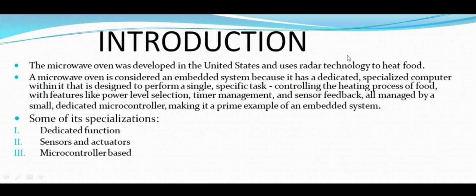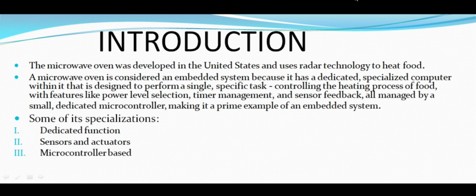Introduction part. The microwave oven was developed in the United States and uses radar technology to heat food. A microwave oven is considered an embedded system because of its specific task, controlling the heating process of food, with features like power level selection, timer management, and sensor feedback, all managed by a small dedicated microcontroller, making it a prime example of an embedded system. Some of its specializations are dedicated function, sensors and actuators, and microcontroller based.